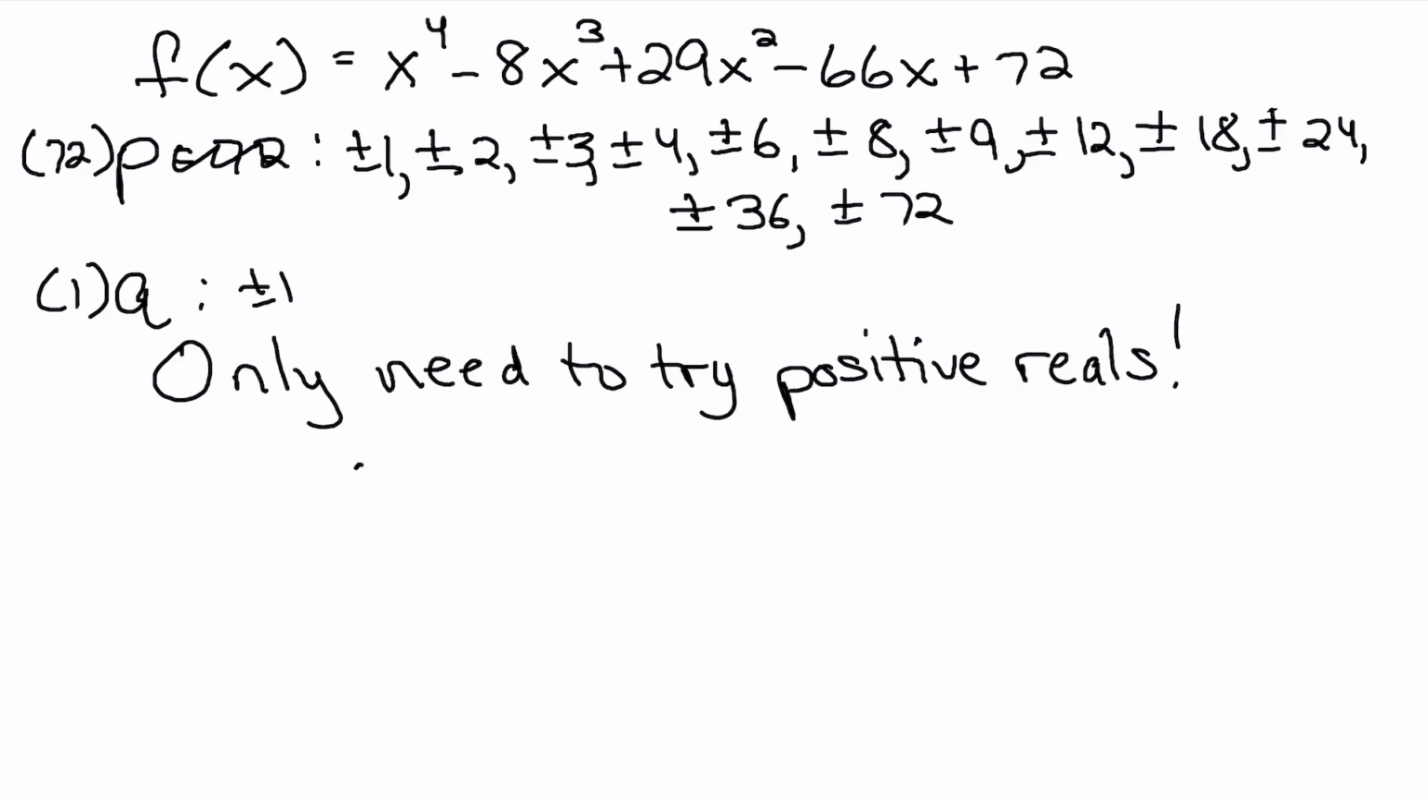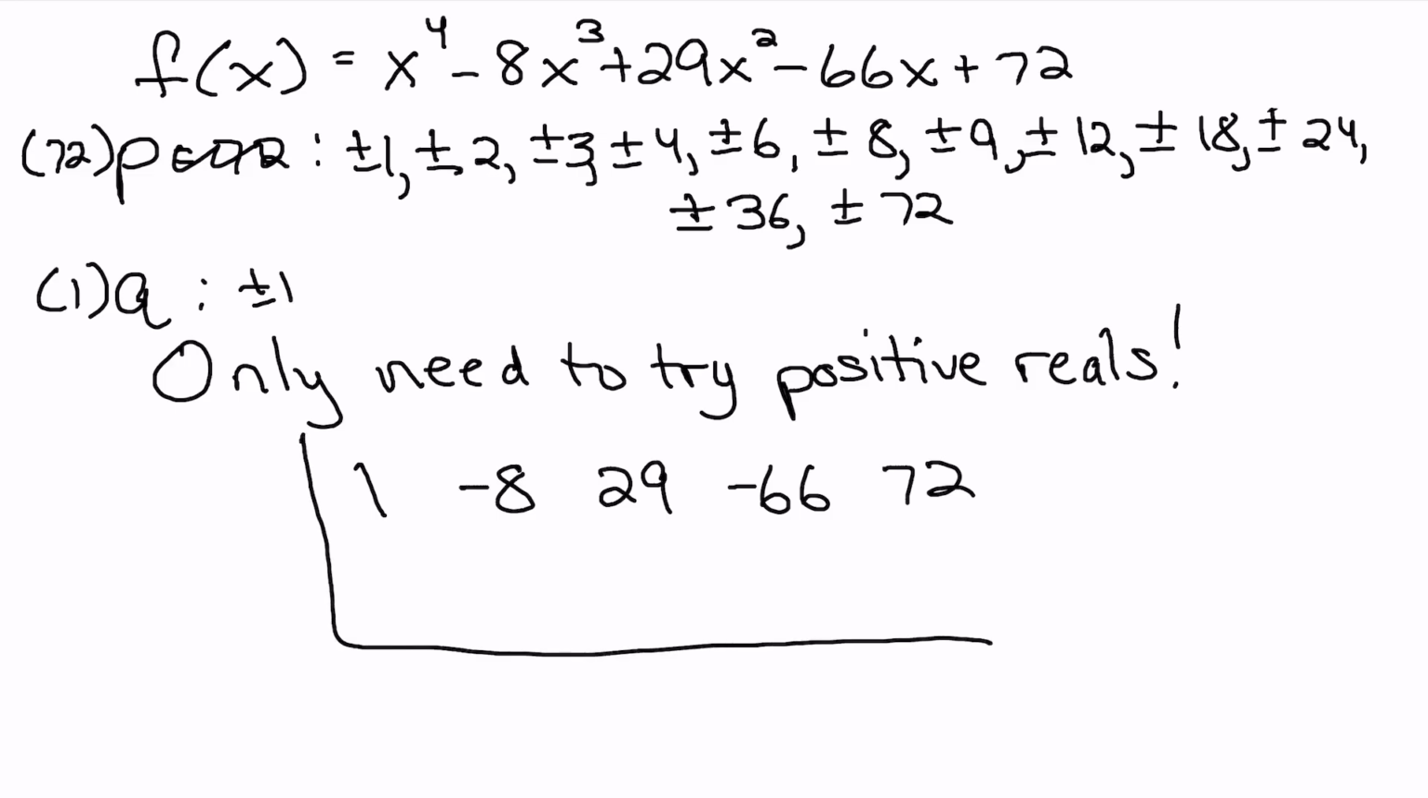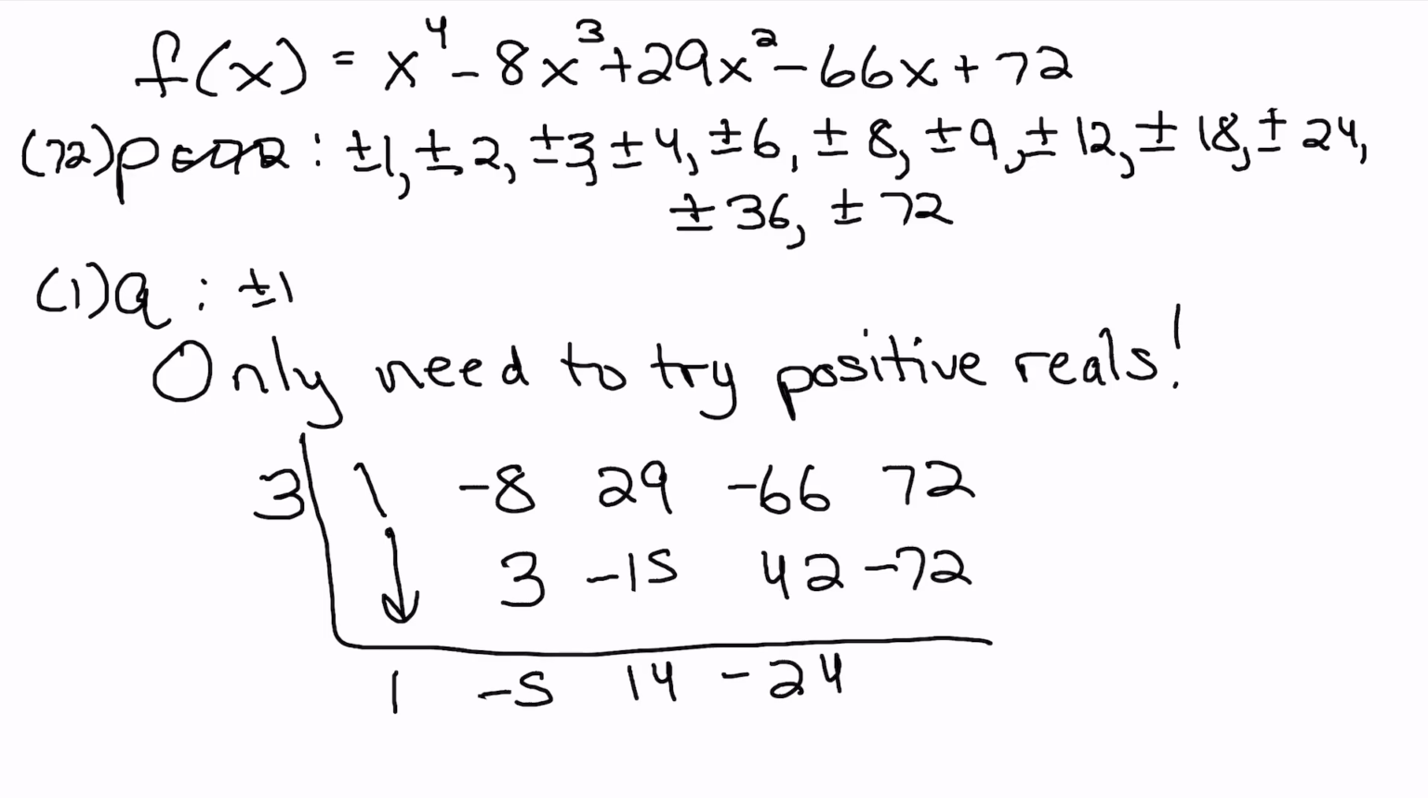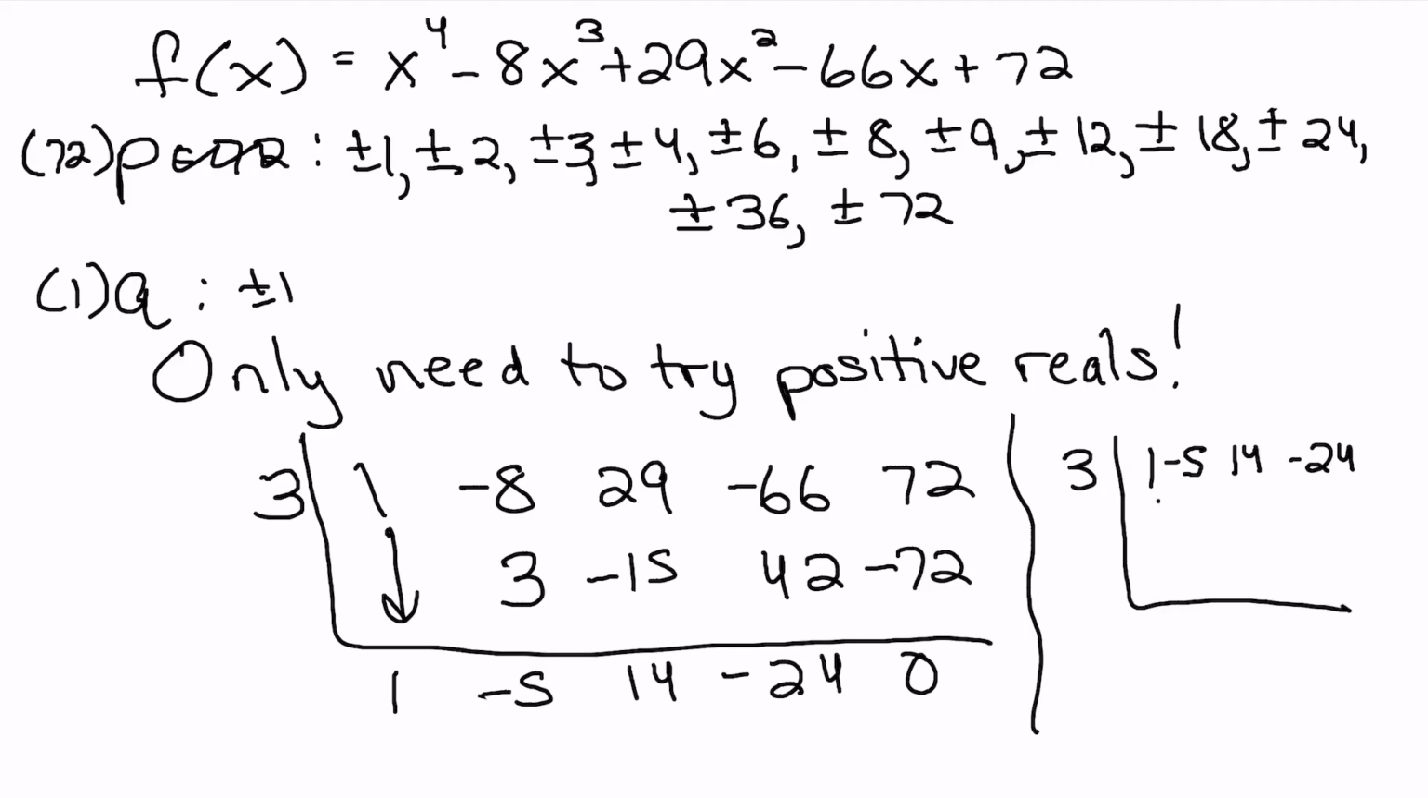So we have 1, negative 8, 29, negative 66, 72. You can try some negatives, but they're not going to work. In fact, I tried a 1 and then I tried 2. I couldn't get either one of those to work, so I went straight to 3. And when I did that, I got here. So that, and then turns out I can try 3 again, and go even further.